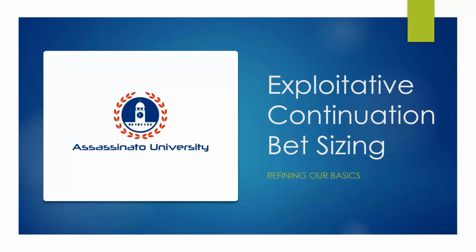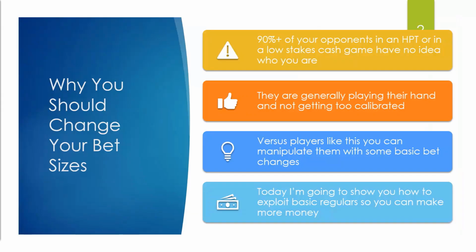Today we are going to be discussing exploitative continuation bet sizing, refining our basics. Why should you change your bet sizes? 90+% of your opponents in an HPT or in low stakes cash games have no idea who you are. They are generally playing their hand and not getting too calibrated. Versus players like this, you can manipulate them with some basic bet changes. Today I'm going to show you how to exploit basic regulars so you can make more money.